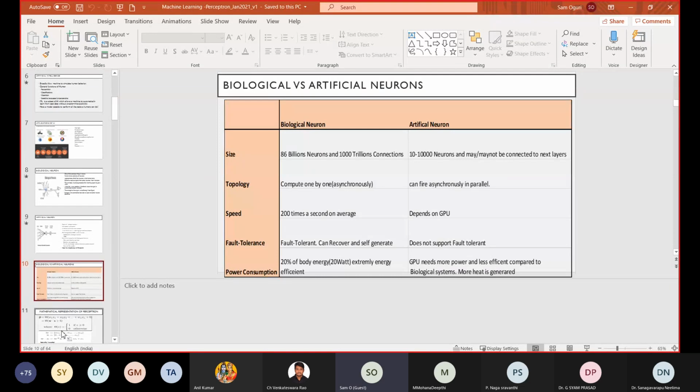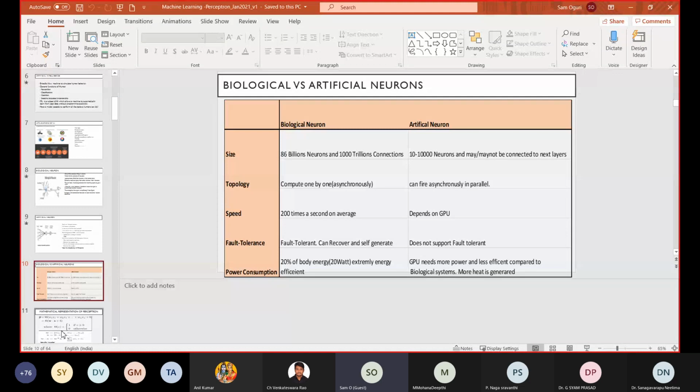And then this is the comparison between a biological neuron and an artificial neuron. In our brain, we have around 86 billion neurons and 1,000 trillion connections. That means it is very, very huge.